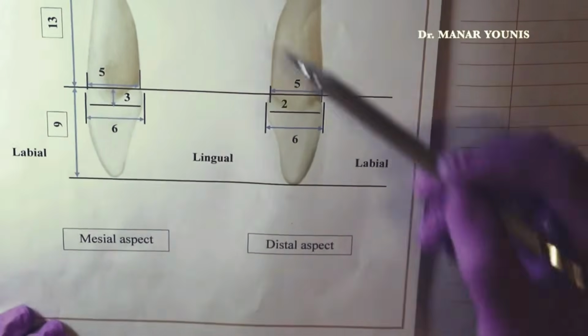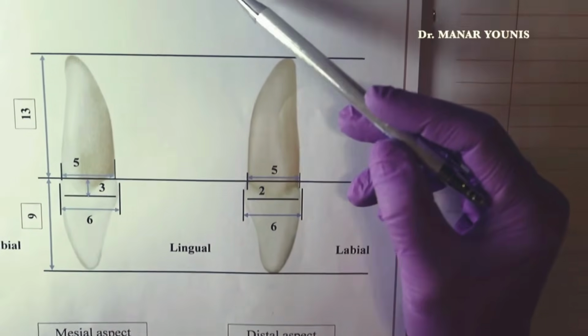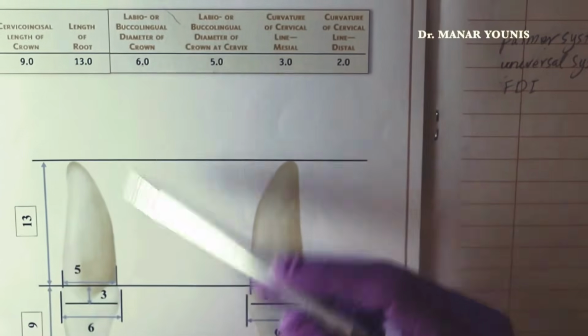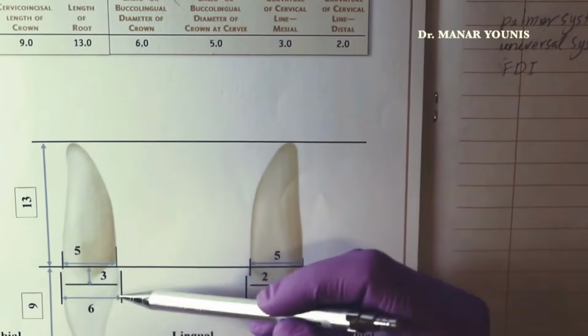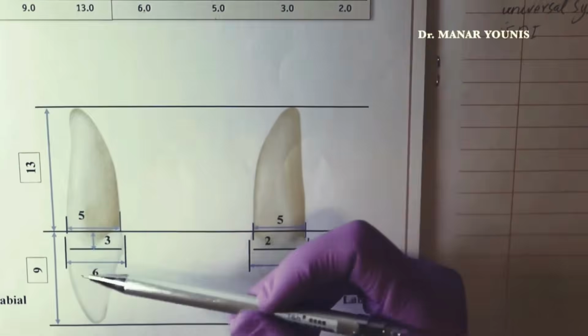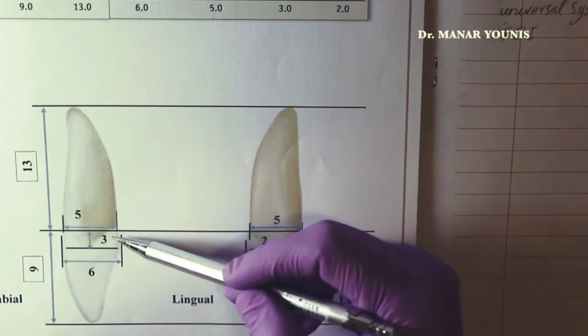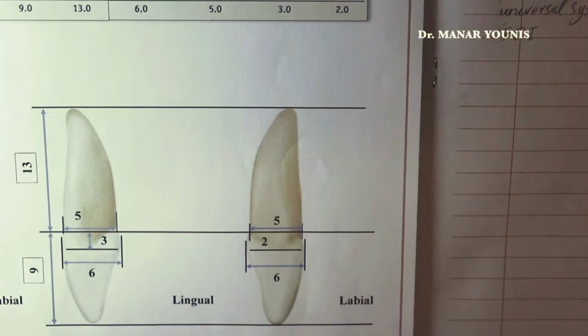Then we have the other 2 measurements, which are the labiolingual diameter of the crown at the cervix and the labiolingual diameter of the crown at the crest of contours labially and lingually. The thickness of the crown at the cervix is the same on the labial and lingual aspect.